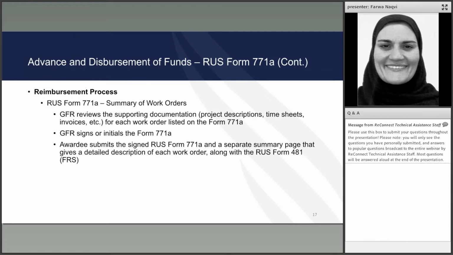Once the GFR completes his or her review, he or she will initial the 771A form and return it to the awardee. The awardee can then submit the signed 771A form along with the FRS.